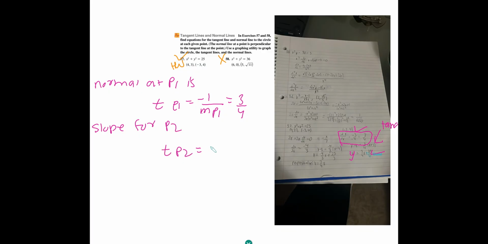Okay, so normal at, suppose we have taken P1, tangent of P1 is the negative reciprocal of the gradient of P1, which is 3 over 4 we have. So we need the slope for P2, so TP2 equals negative of MP2, which is negative 4 over 3, the negative reciprocal of this, right? So based on this, am I adding?